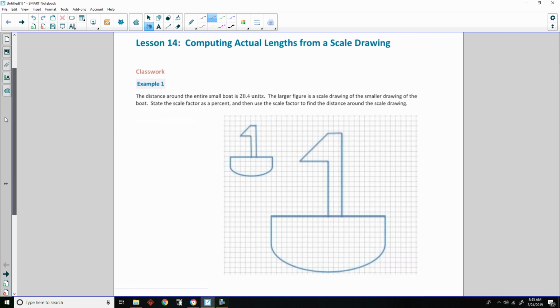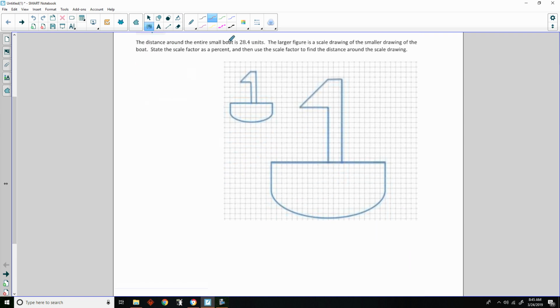So classwork example 1 says the distance around the entire small boat is 28.4 units. The larger figure is a scale drawing of the smaller drawing of the boat. State the scale factor as a percent and then use the scale factor to find the distance around the scale drawing. So what we need to do first is find a distance of one of the sides.